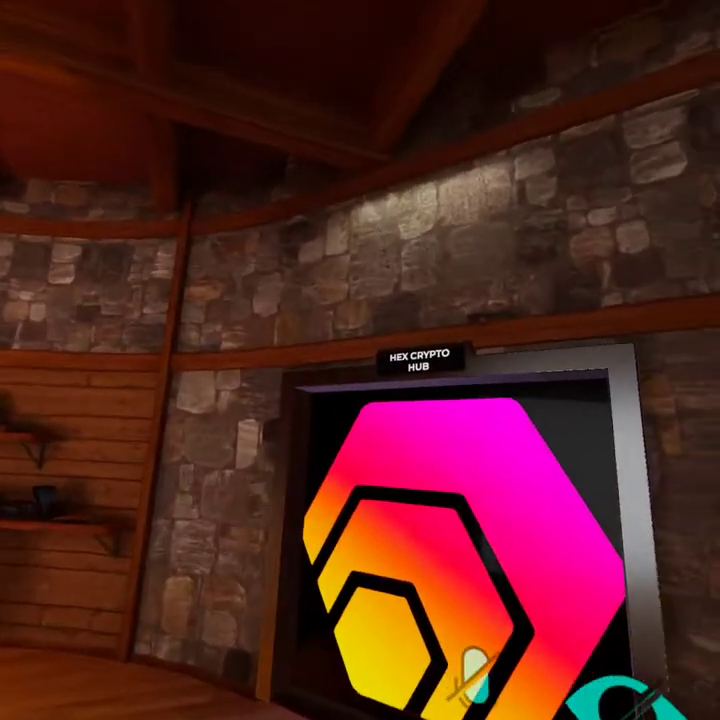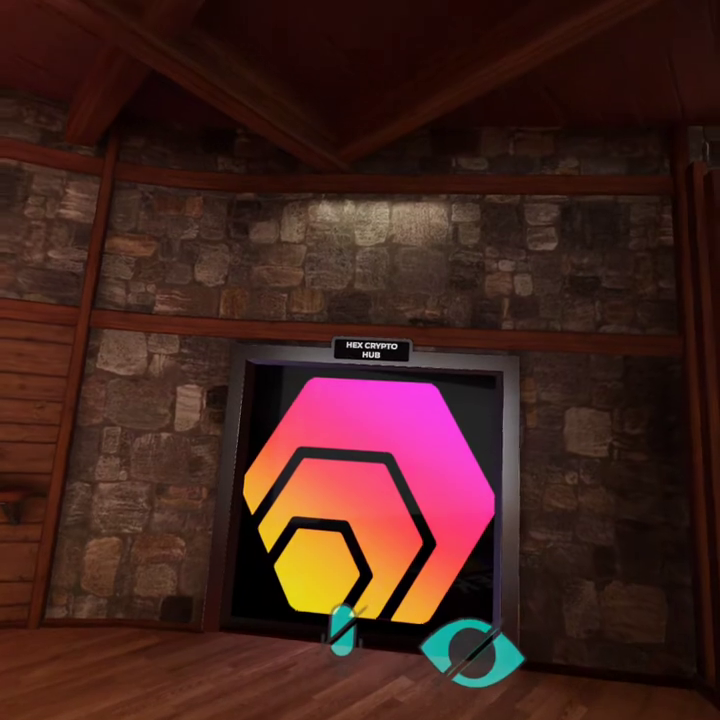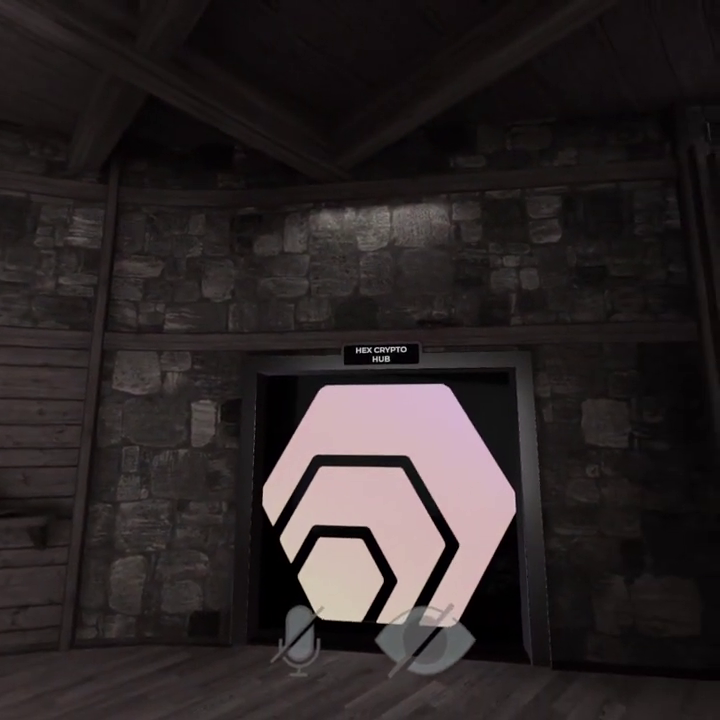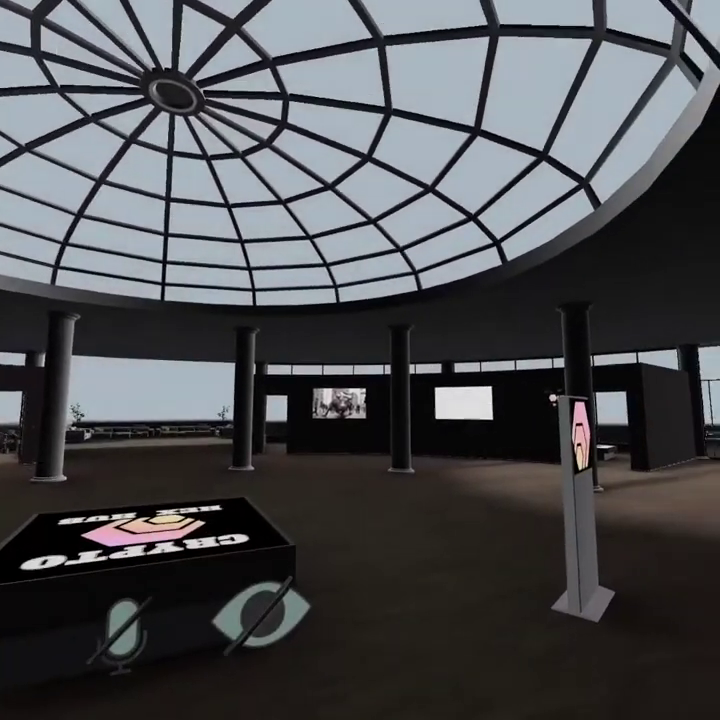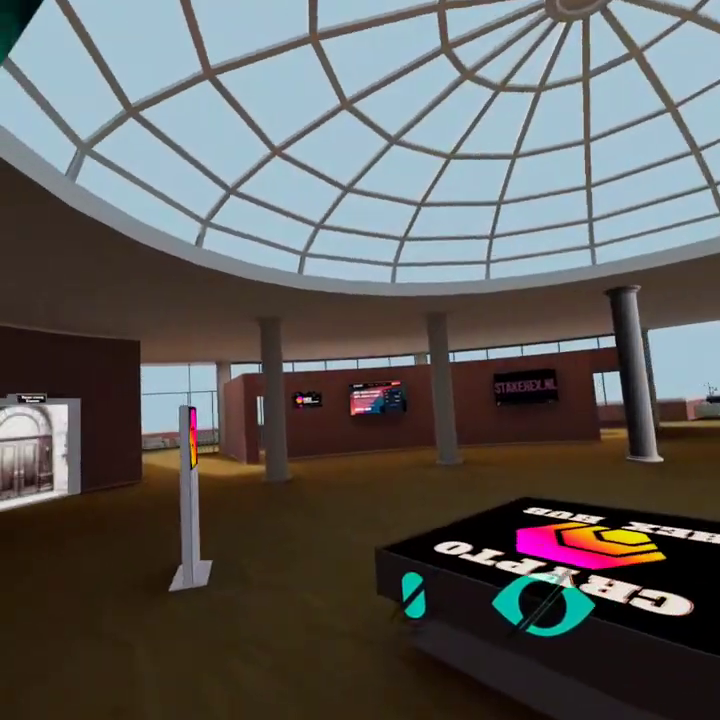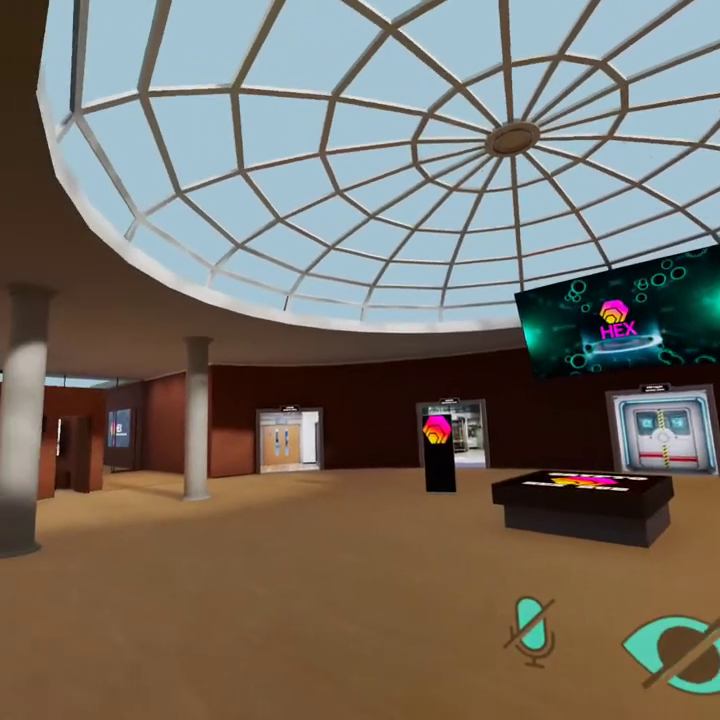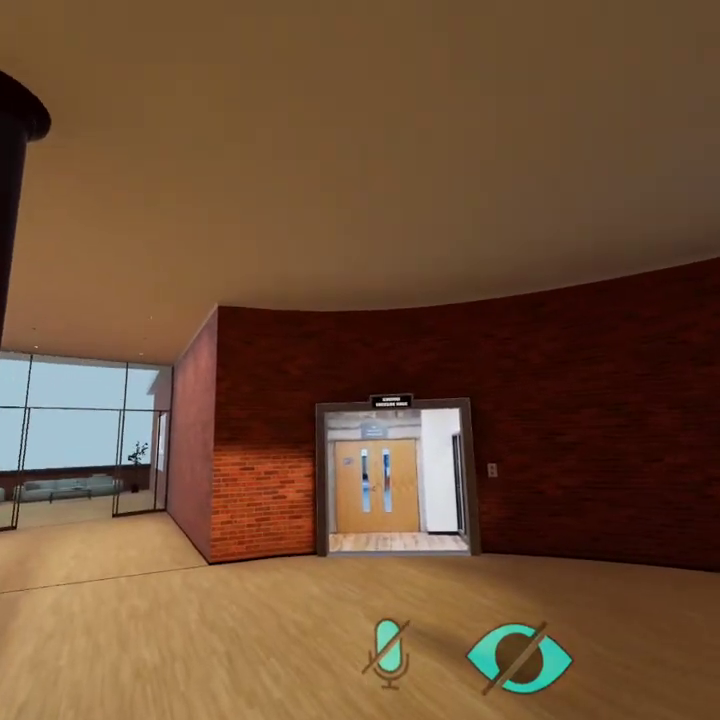Let's see. Okay, so now I'm going over to the HEX Crypto hub that's in my living area. Okay, this is a pretty cool template. I call this HEX the hub, designed to replace the traditional financial system.